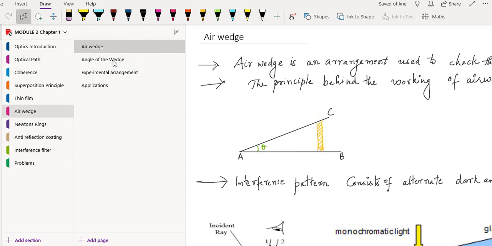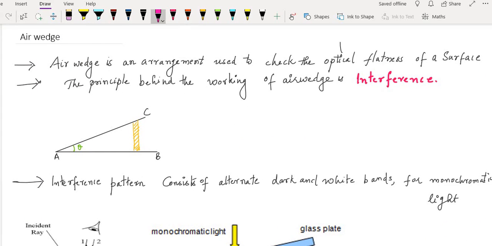Hi students, today we are going to discuss another application of interference, which is the air wedge. We have already conducted an experiment on it in our lab, so you have seen the pattern. The air wedge is an arrangement used to check the optical flatness or optical plainness of a surface. The working principle behind this arrangement is interference.